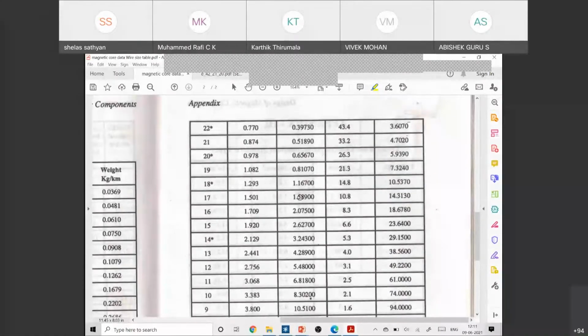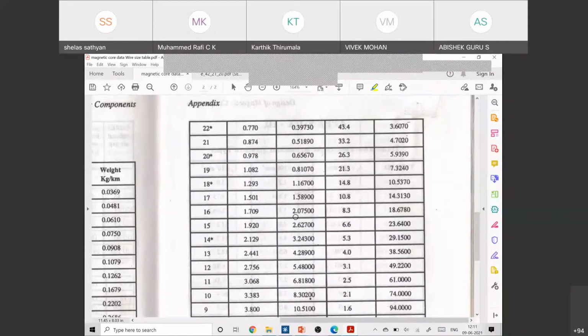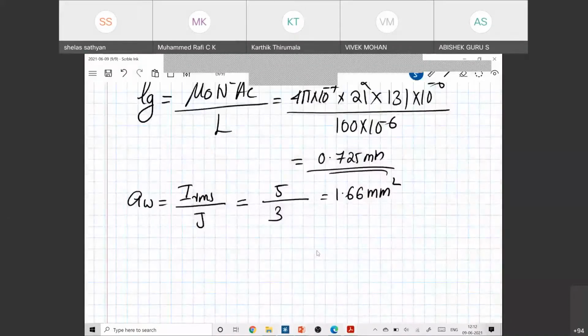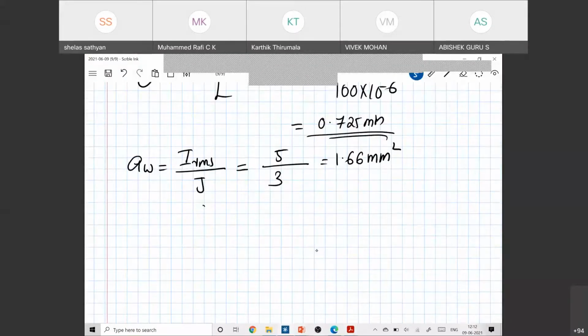Okay. SWG 17 has 1.5, SWG 16 has an area equal to 2 mm square. So that is larger than 1.6. So I could select a copper conductor having the wire gauge of SWG 16, 2 mm square. So I selected SWG 16.